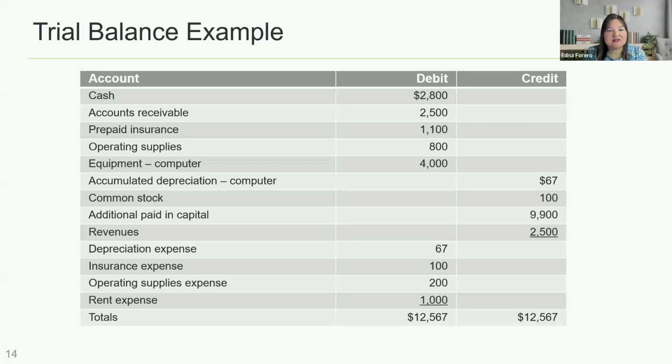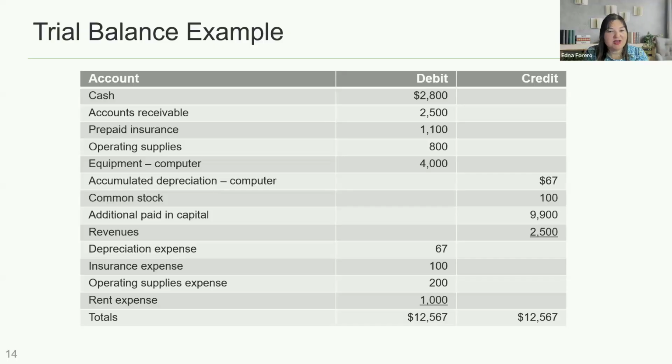So now we'll see that there is some depreciation, some common stock, and some additional paid in capital. We see those on the right-hand side under credit. And we also see some revenue. So this particular company has had some sales that have equaled 2,500. So as we receive that, we've credited that to the account. We've got some depreciation expense there of $67. We'll note that it matches what's listed as the accumulated depreciation.